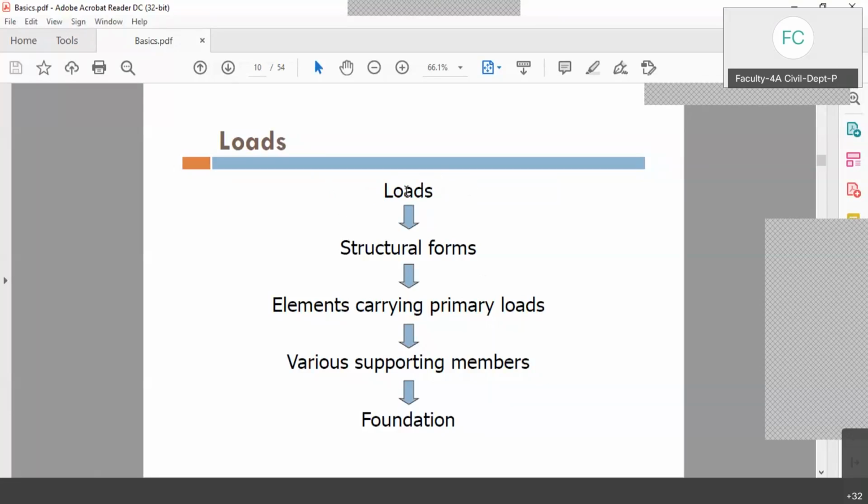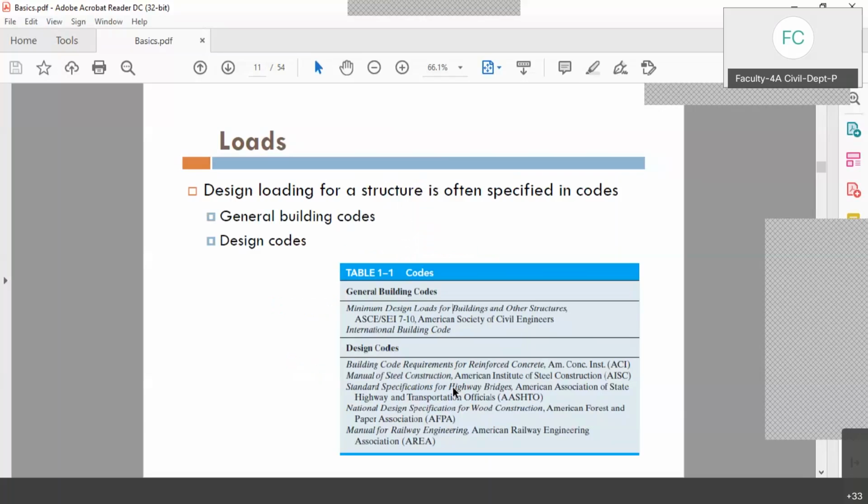So, what are the different types of loads which are going to act? This load will turn into the structural form, and then the structural form will turn into the element which is the primary load, and because of that various supporting members are there, and this is how it goes to the foundation. So load directly goes to the foundation. So what are the different types of loads?